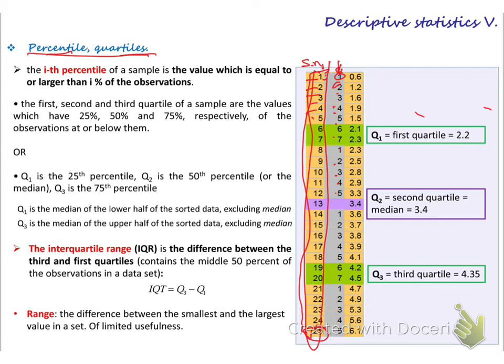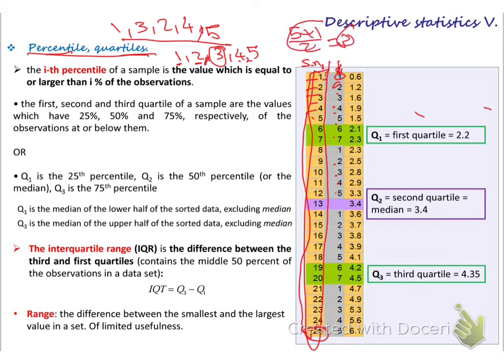For the median, we said we put all of them in order. So for example, I have 1, 3, 2, 4, 5 and so on. I have to put them in order, so I write them 1, 2, 3, 4, and 5. There are 5 numbers, so this will be the median: I have 2 numbers before and 2 numbers after. 5 plus 1 equals 6, divided by 2 equals 3. So the third item will be my median.